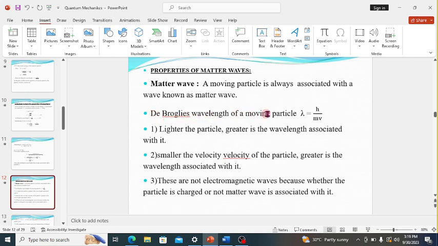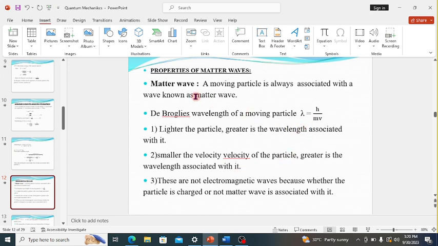De Broglie's wavelength for the moving particle is lambda is equal to h by mv. Here, if the mass of the particle is less, what about the wavelength? It is more. So lighter the particle, greater is the wavelength associated with it. Next, if velocity is less, again greater the wavelength. So smaller the velocity of the particle, greater is the wavelength associated with it.